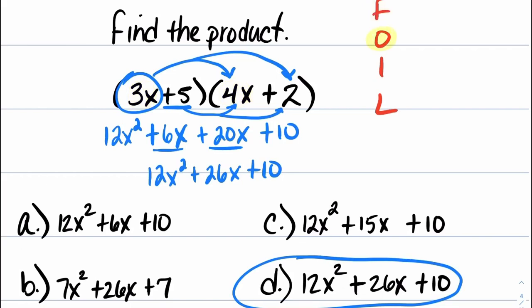The O stands for outer, which means you multiply the outer two terms, 3x times 2, which we did as our second step. The I stands for inner, which means multiply your inner two terms. 5 times 4x is 20x, which we did in our method also. And the L stands for last, where you would multiply the last two terms together. 5 times 2 is 10, which is the same thing that we got from our distribution method.